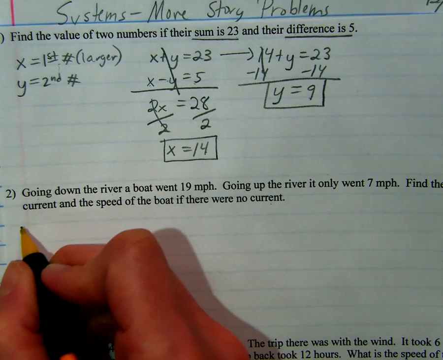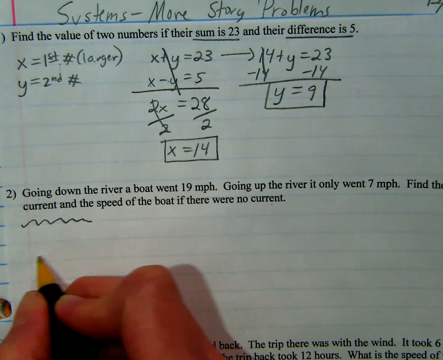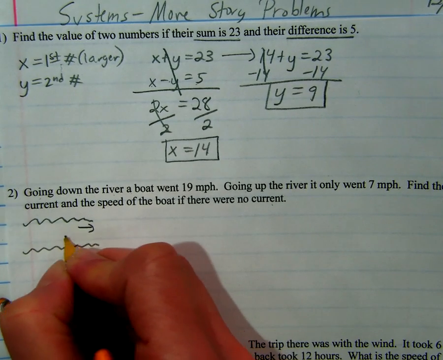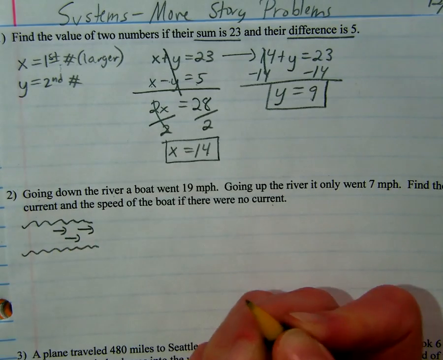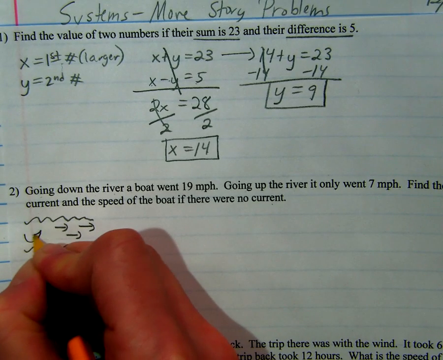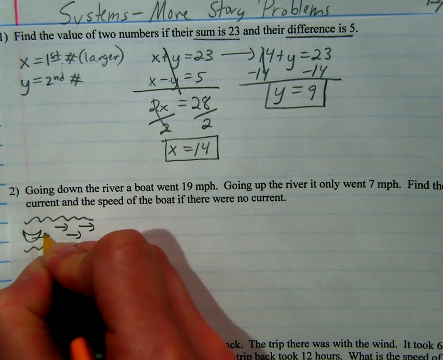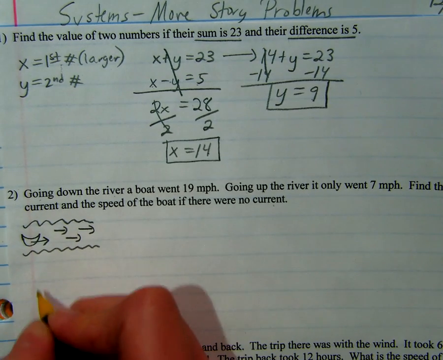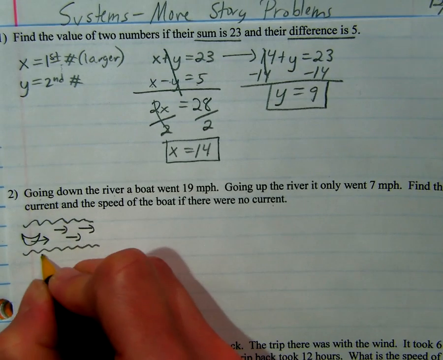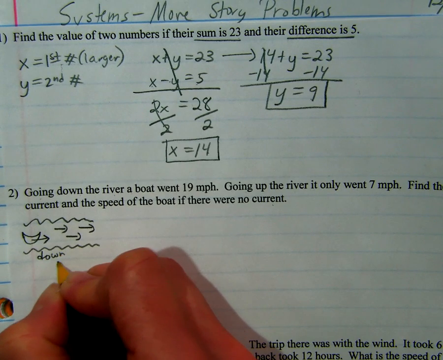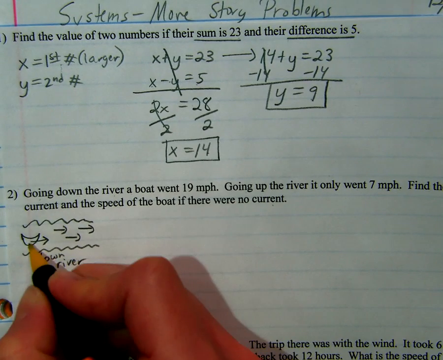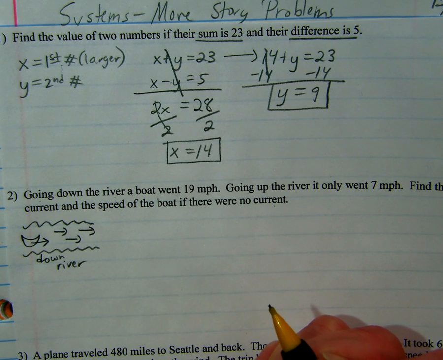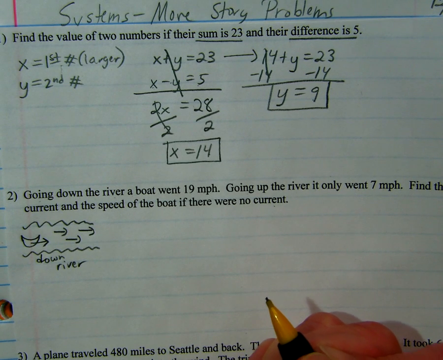So I like to draw a picture with these. So I'm going to draw the river. And let's say that the river is flowing that way. So if the boat is also traveling that direction, that would be going up, or I'm sorry, that would be going down the river, downriver. And so the speed of the boat and the speed of the current are going to work together.